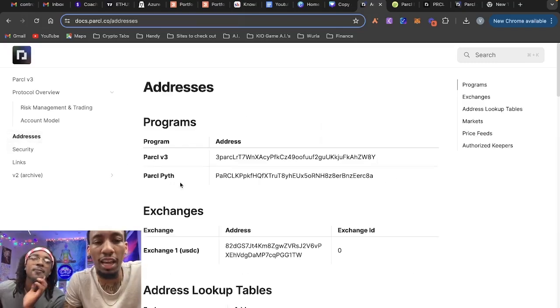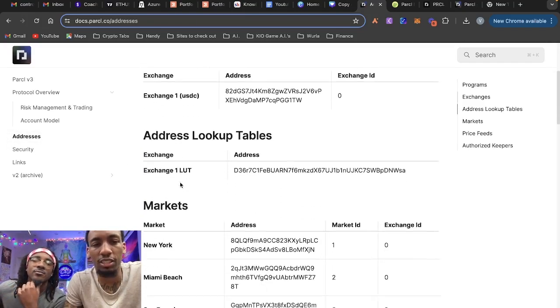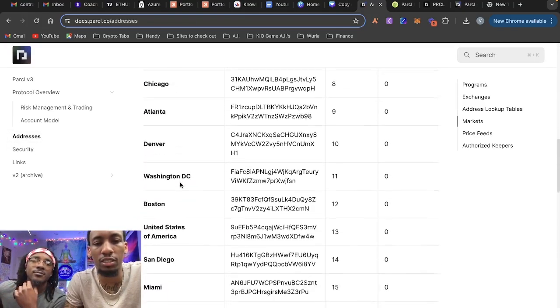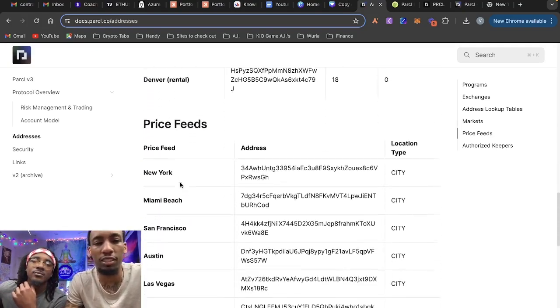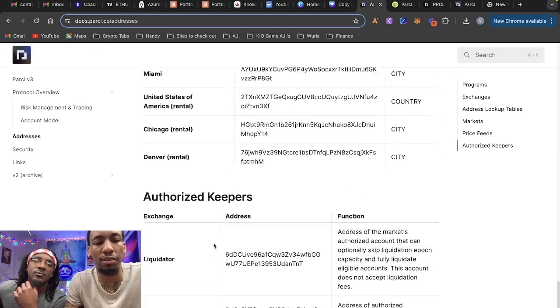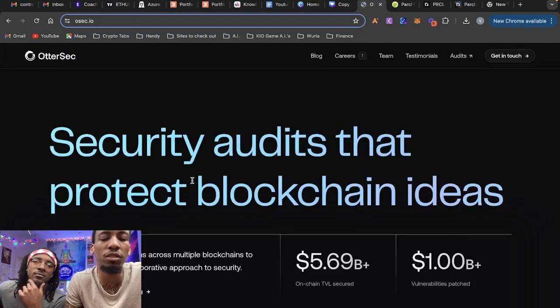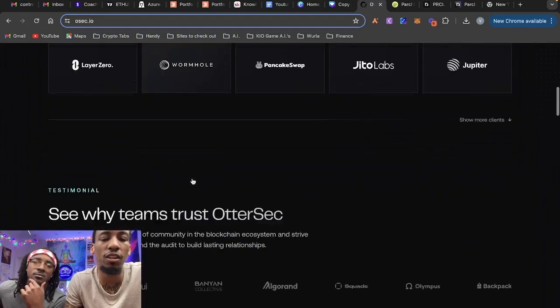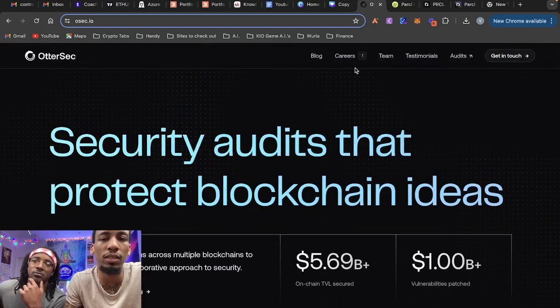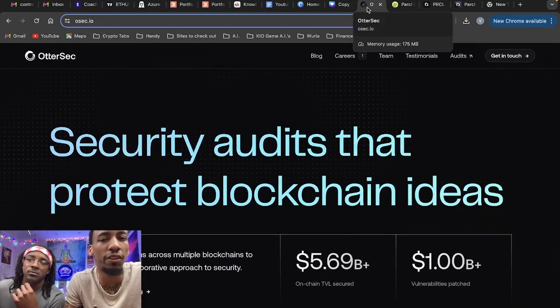All right, and if you click addresses, it gives you all the contract addresses for the exchanges, the markets, all of the cities they have listed, the price feeds, literally everything. It says they were audited by OtterSec. Normally you click it and the link takes you to the audit, but it took me to the website, so I didn't actually see the audit, but I'm pretty sure they're not lying.